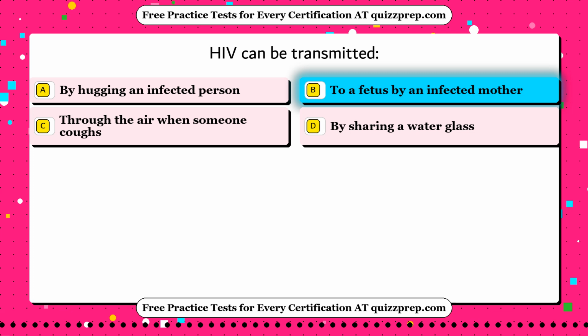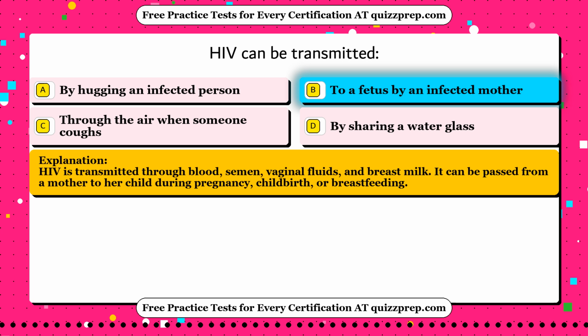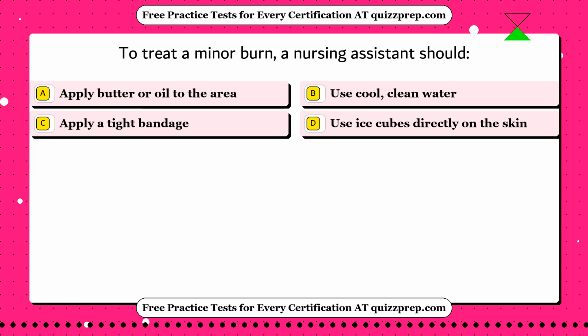The correct answer is option B, to a fetus by an infected mother. HIV is transmitted through blood, semen, vaginal fluids, and breast milk. It can be passed from a mother to her child during pregnancy, childbirth, or breastfeeding. Question 8. To treat a minor burn, a nursing assistant should: Option A, apply butter or oil to the area.